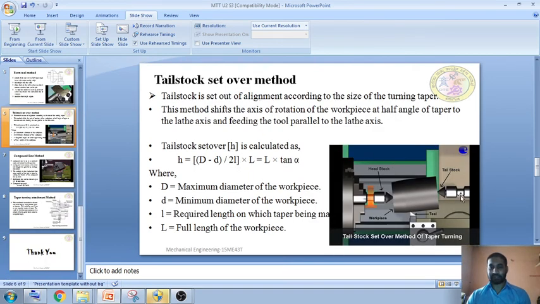Tailstock set over method: the tailstock is set over a particular distance to a required angle. So the axis of rotation of the workpiece is changed and the tool is fed parallel to the axis of rotation of the lathe. The tailstock set over is calculated by the formula (D minus d) by 2l into L, which becomes capital L into tan alpha, where D is the maximum diameter of the taper required, small d is the minimum diameter, small l is the length of the taper, and capital L is the total length of the workpiece.